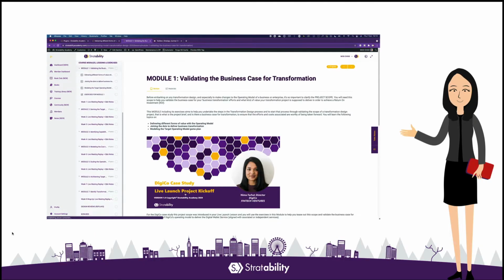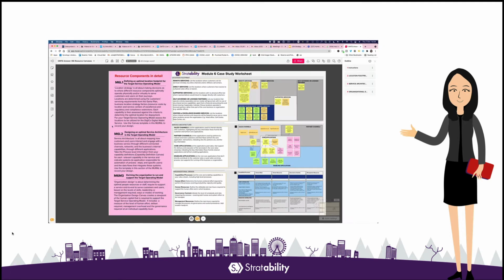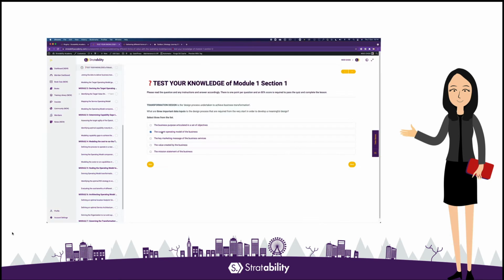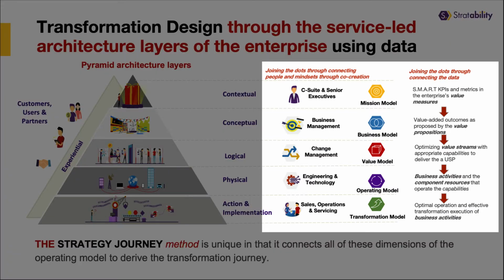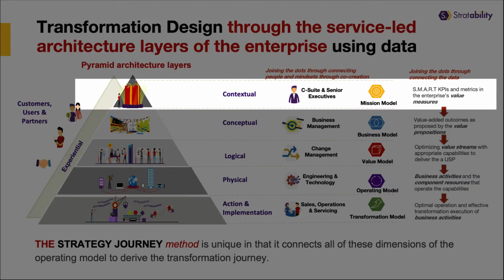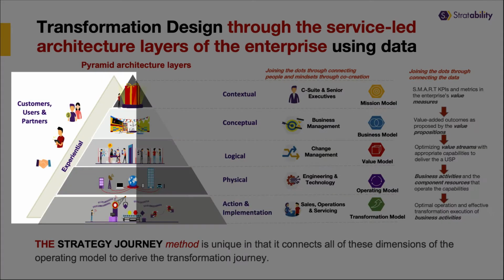Of course, throughout these exercises and activities that you'll be conducting along the 7 modules of this course, when you're working on your case study problem, we'll be showing you what sorts of stakeholders that you may encounter across the 6 architecture layers of an enterprise and how to work with them, build relationships with them, and you'll be doing this through joining the dots, through data and connecting the people through co-creation, where there are different viewpoints which may be contextual, conceptual, logical, physical, action and implementation, or from the experiential viewpoint from customers, users, and partners.